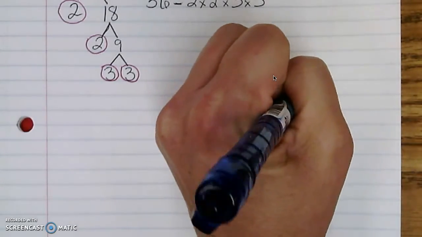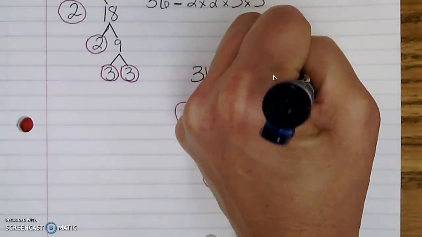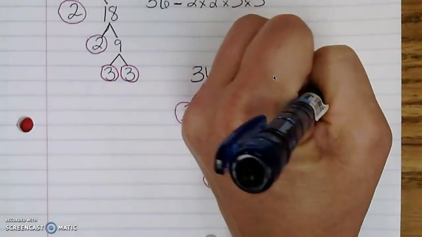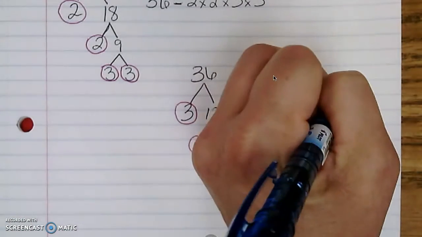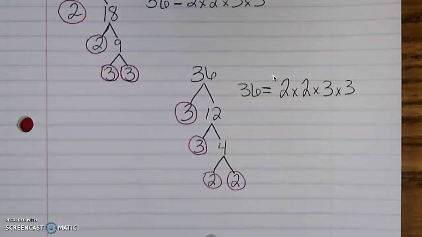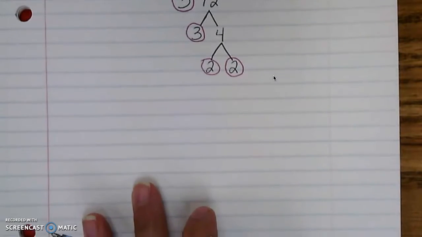So I get 2 times 2 times 3 times 3. So I get the same answer. It does not matter what factor pair I start with. If I break them down correctly, I will get the same prime factorization for that number. Let's do one more as an example.